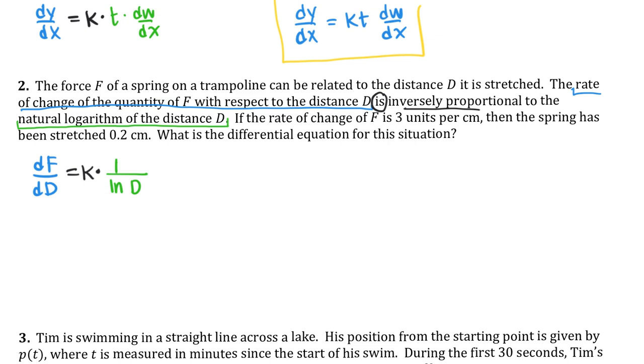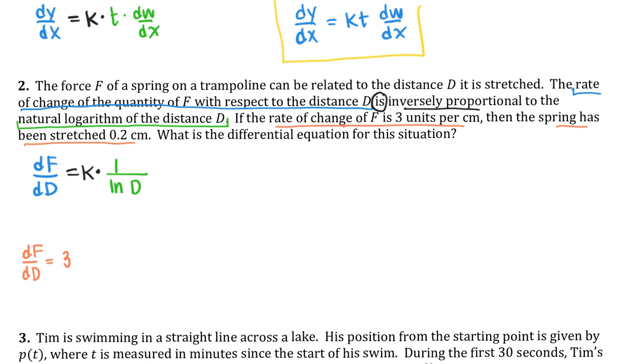So then it tells me further, if the rate of change of f is 3 units per centimeter. Okay, so what are they giving me here? Rate of change. They're giving me derivative again. So the rate of change of f is 3 units per centimeter. Since it's centimeters, it must be df/dd, is 3 units per centimeter. Okay, then the spring has been stretched 0.2 centimeters.